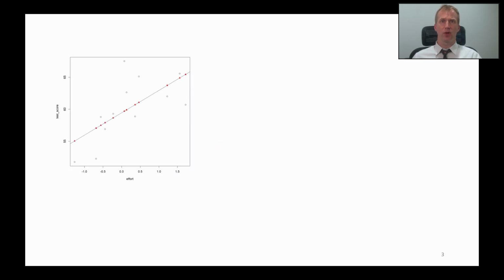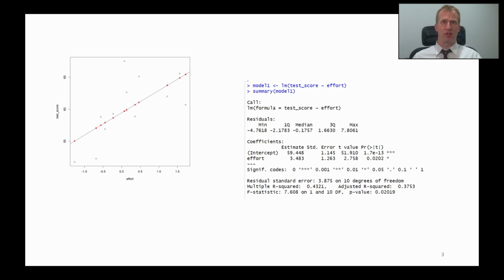We can also look at the OLS regression output. The coefficient on effort is positive at 3.483. This coefficient is statistically significant, and we can see that by looking at the t-statistic, which is 2.758, and the p-value, which is 0.0202, far lower than the usual threshold of 0.05, and also the significance star indicates that the coefficient is statistically significant at the 5% level.